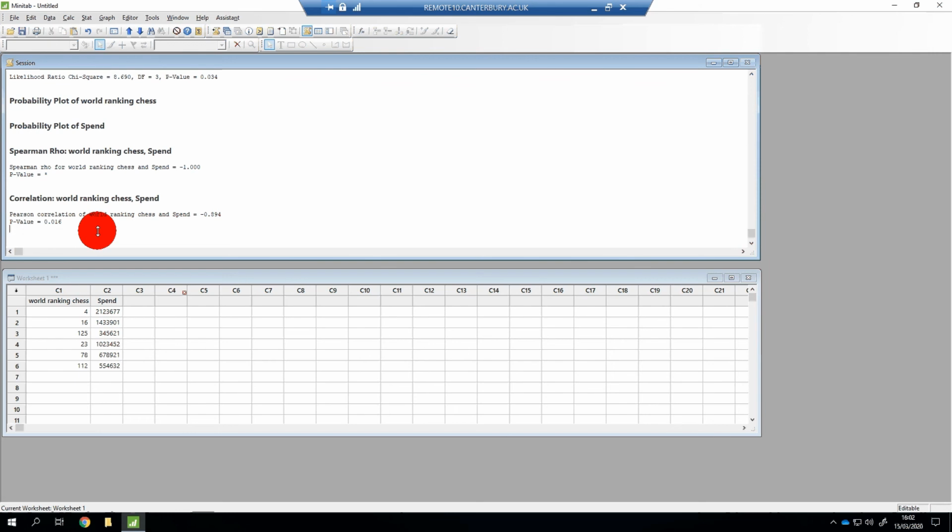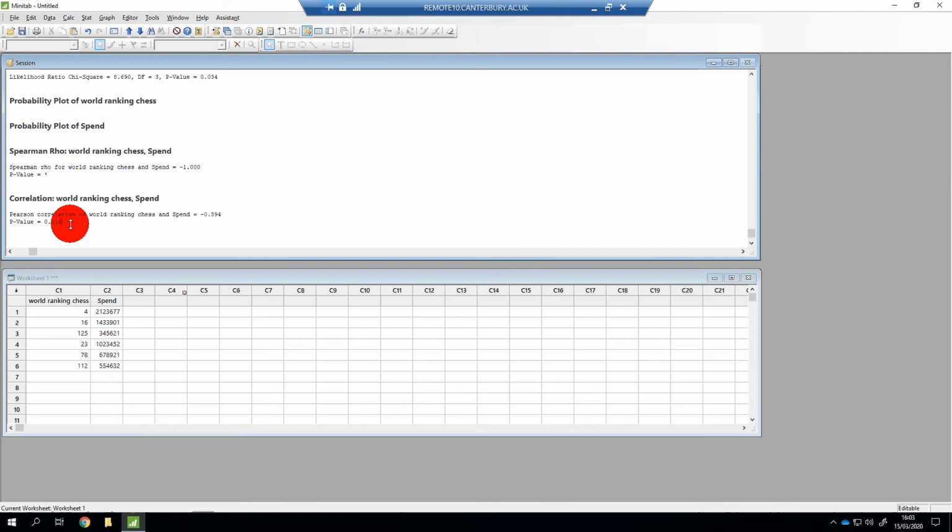First of all, you'll find the p-value here is 0.016. Is that below our critical p-value of 0.05? Yes, it is. That means we reject the null hypothesis, which in the case of a correlation is there is no correlation between these two variables. So we reject that and we say, yes, there is a significant correlation between these two variables.